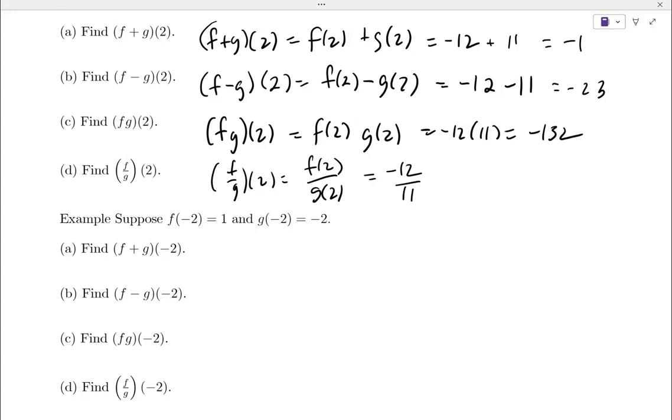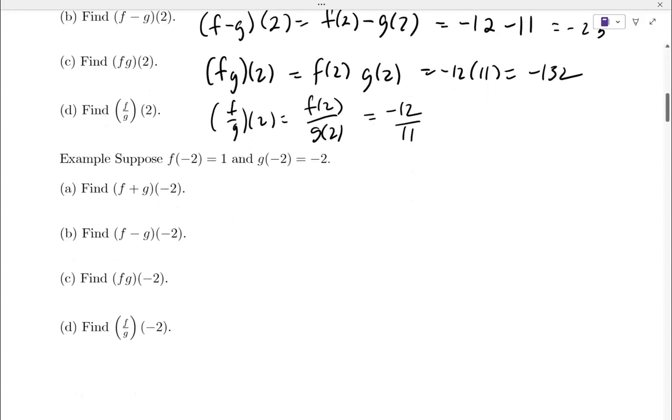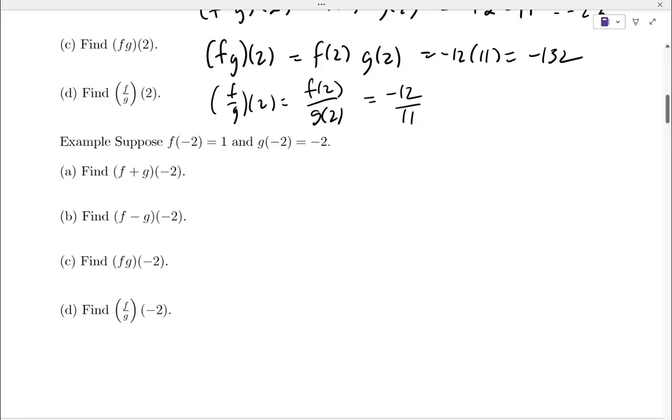But I would know things like the point 2 comma negative 12 would be on the graph of f. I would know that 2 comma 11 would be on the graph of g. Those kinds of things. But for this specific example, we don't know what the explicit function is, so there's not a lot we can do with getting an actual output out for anything besides 2.